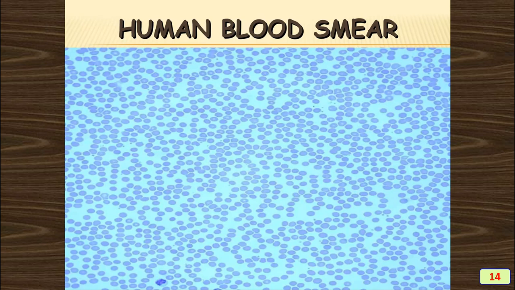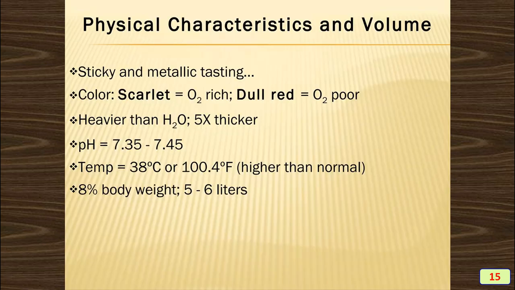Then the human blood smear looks like this, whereas the animal blood looks somewhat smaller under 10x, with the staining. As for physical characteristics, blood is sticky and metallic tasting. The color of the blood is scarlet when it is oxygen rich, and sometimes dull red when it is oxygen poor. It is heavier than water, 5x thicker, and the pH is almost neutral, 7.35 to 7.45.